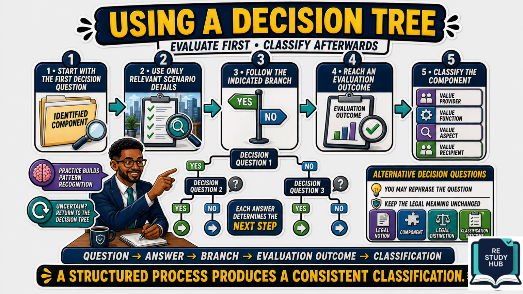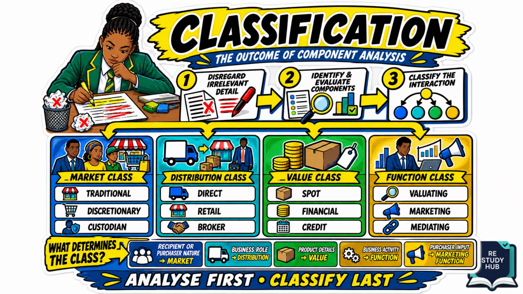Learners who use this method develop stronger compliance thinking and are generally better able to apply legal notions in regulatory exam scenarios. You may also use alternative wording for a decision question if the original wording is difficult to understand. Once you have disregarded the irrelevant detail and identified and evaluated the relevant components, you are ready to classify the interaction. Classification is based on the nature of the function and the relations created through that function.